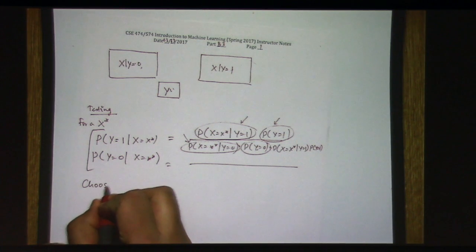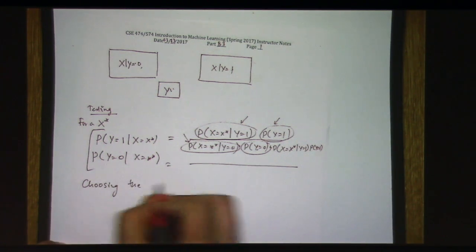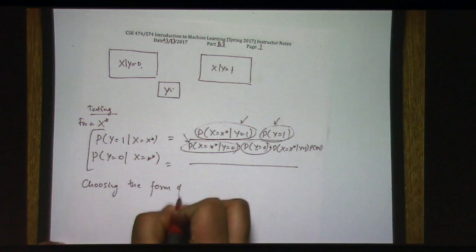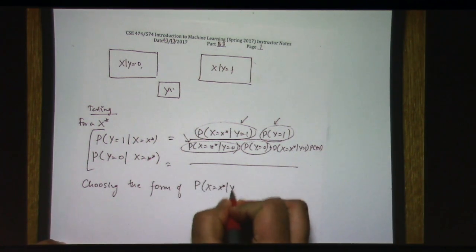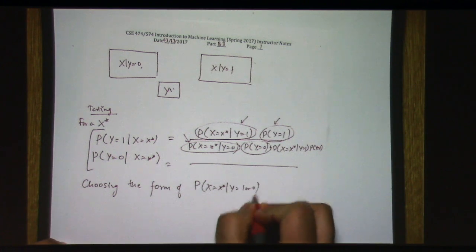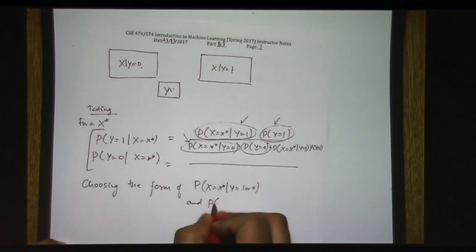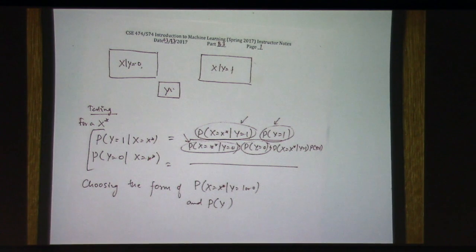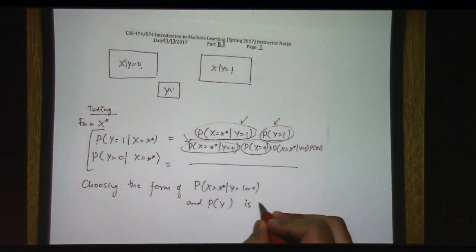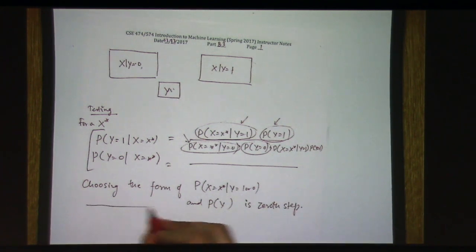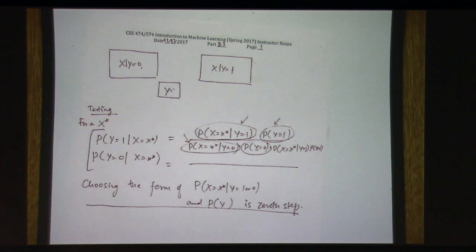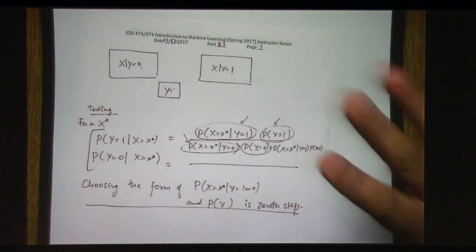Choosing the form of P(x = x star given y equal to whatever, 1 or 0), and P(y) is the 0th step. I'll call it the 0th step, which means that this is not something that you will learn from the data. This is something that you'll assume. And hopefully with experience, we'll know how to do that. So this is sort of the general setting.